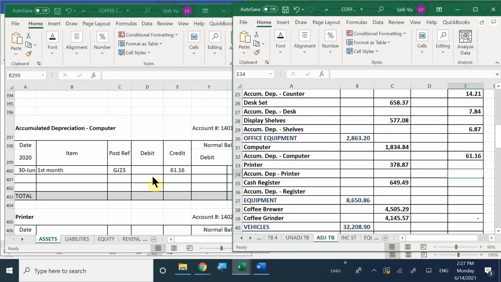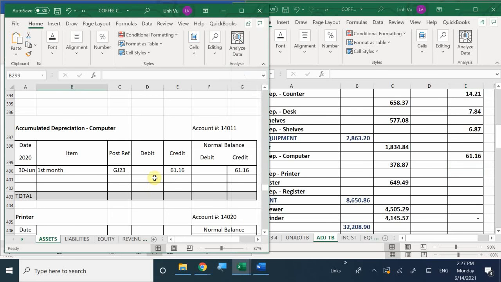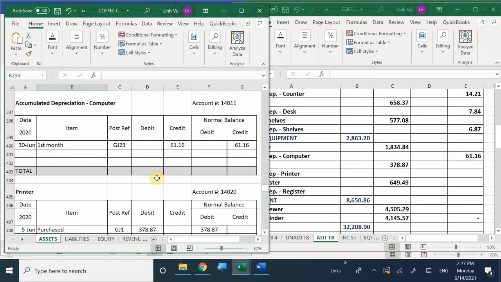Mm-hmm. So we're on a computer right now, right? Mm-hmm. Okay. For 61.16. Okay.